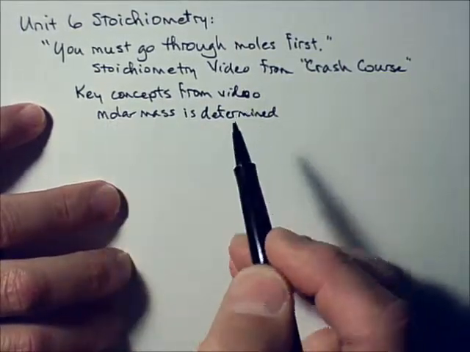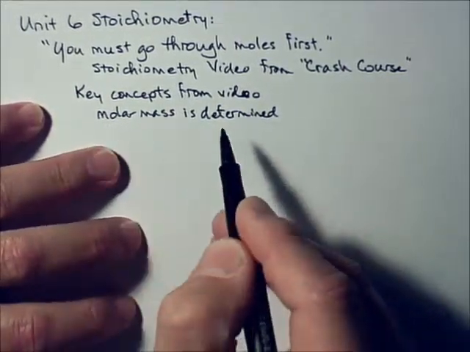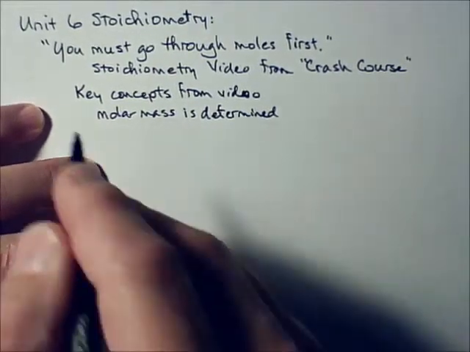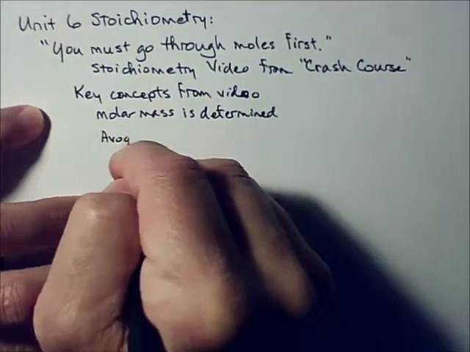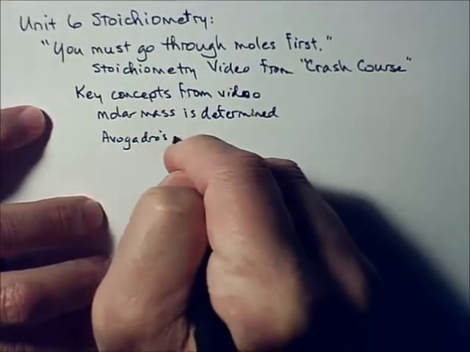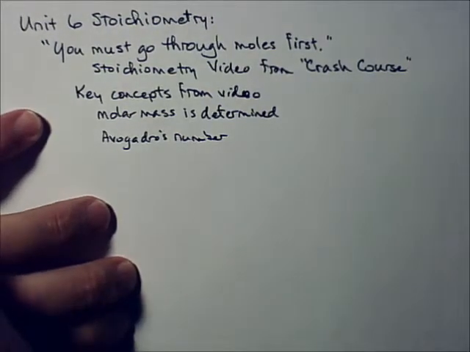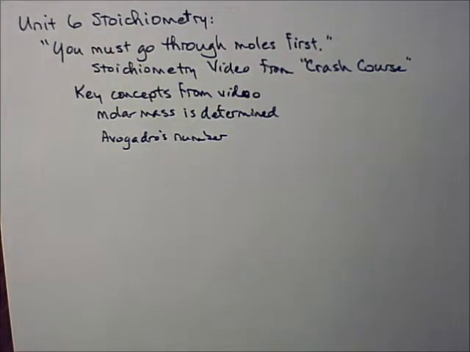Now, some key concepts from that video. Molar mass is determined, and you figure out what is determined. You want to know what Avogadro's number is and what it's used for in terms of moles. How many of these things are in a mole specifically? Those are important things to know.